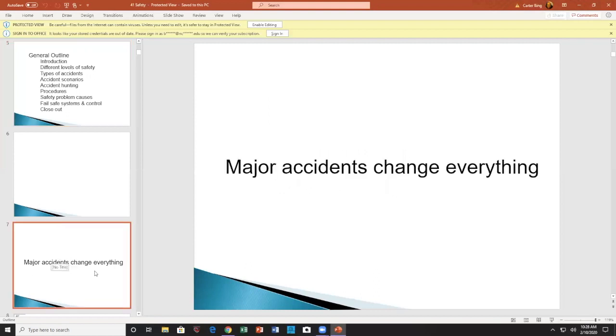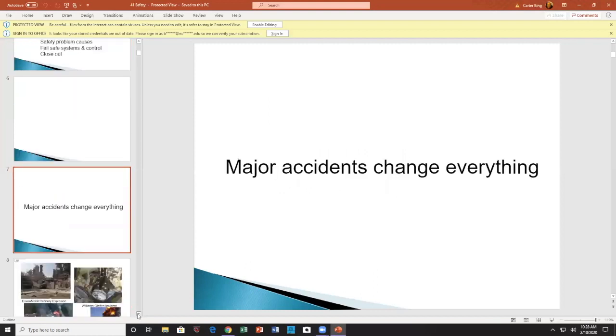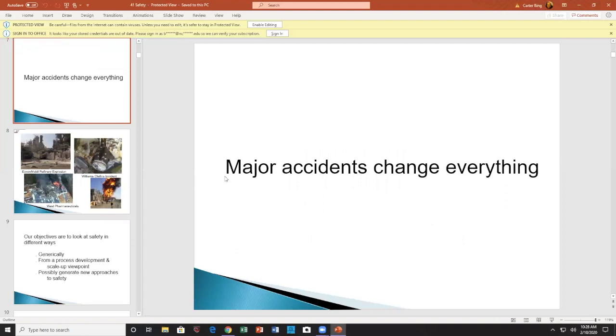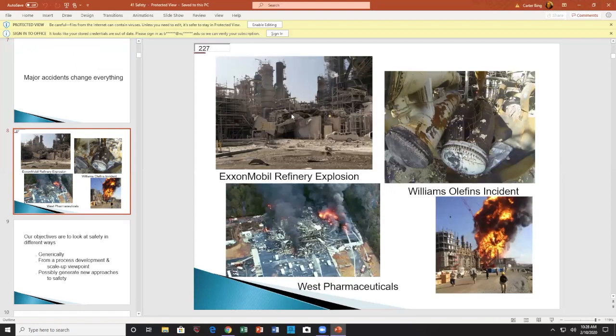Anyway, accidents change everything. Fundamentally, you should recognize that if a major accident happens, everything changes. Give you a case in point. Here we have Exxon Refinery. Here we have West Pharmaceuticals, Williams Olefin.